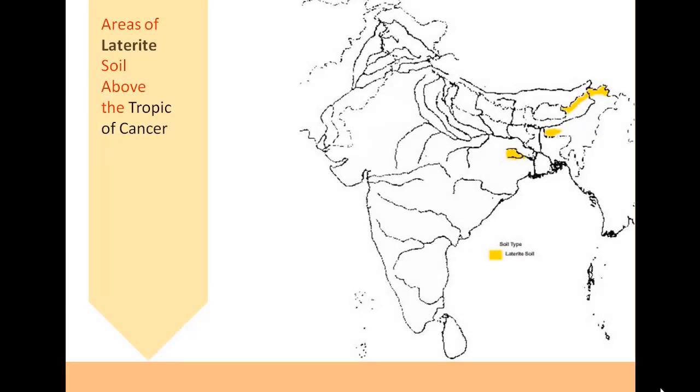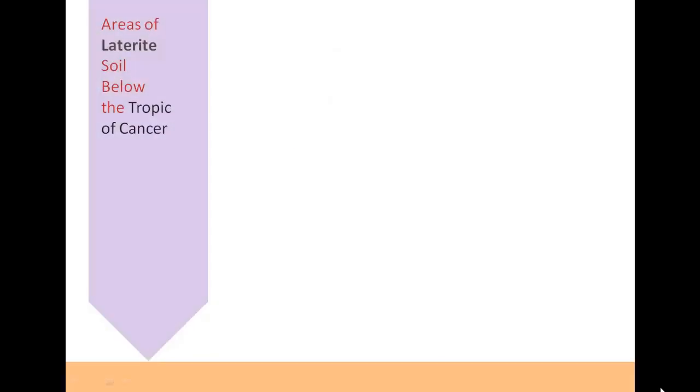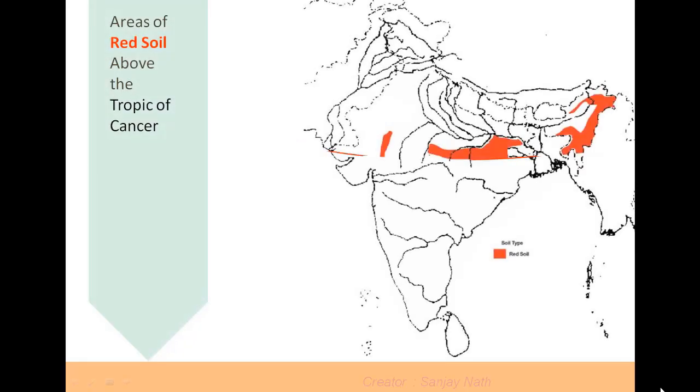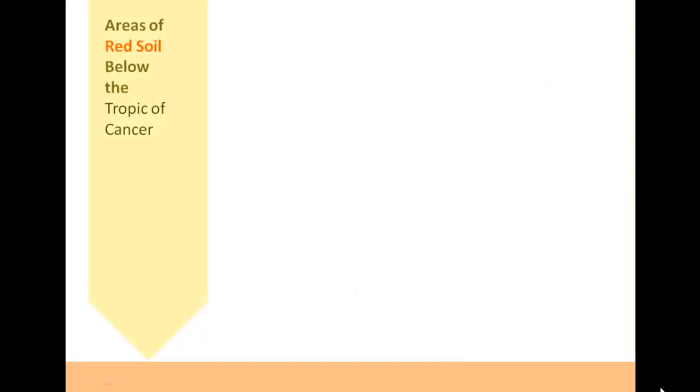Now we'll see the areas of four primary soils above and below Tropic of Cancer. First, area of laterite soil above the Tropic of Cancer, areas of laterite soil below the Tropic of Cancer, areas of red soil above the Tropic of Cancer, and the areas of red soil below the Tropic of Cancer.